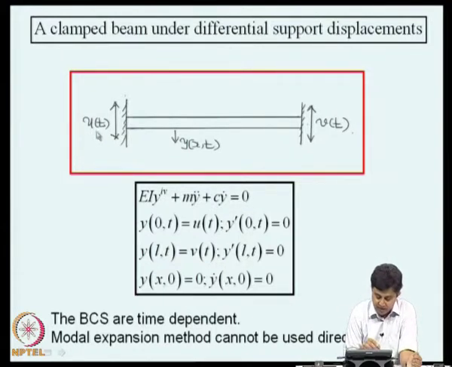The excitations u of t and v of t appear as boundary conditions, that is y of 0 comma t is u of t and y of L comma t is v of t. Since the beam is clamped at the two ends, we get y prime of 0 comma t is 0, y prime of L comma t is 0. We also assume for the sake of simplicity that this beam starts from rest.